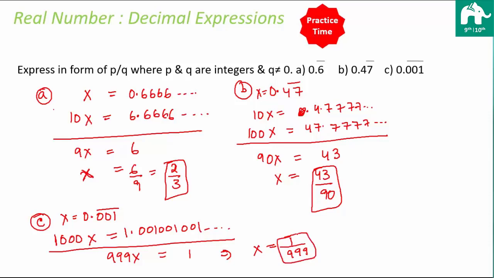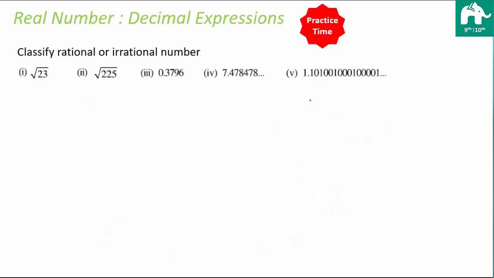So now the trick is pretty simple. Our whole idea is when we subtract the two equations, we should get rid of the entire repeating part. So that's the idea. Classify rational or irrational number. So looking at these numbers, we have to tell which is a rational number and which is an irrational number. So first one, root over 23. So this is not a perfect square. Any square root which is not a perfect square is always an irrational number.